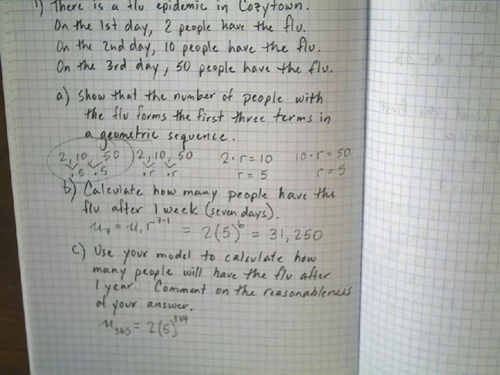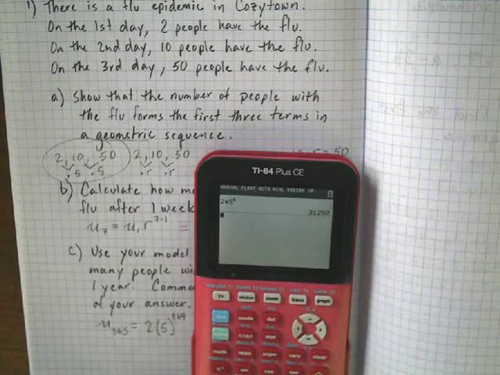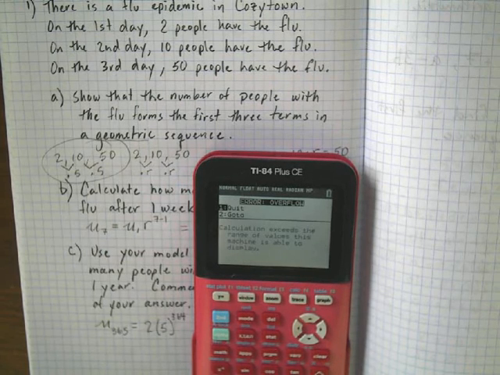Okay, and we're not going to worry about whether it's a leap year or not, because check out what happens when I put this into my calculator. 2 times 5 raised to the 364. My calculator can't even give me a number that big. It's so huge.